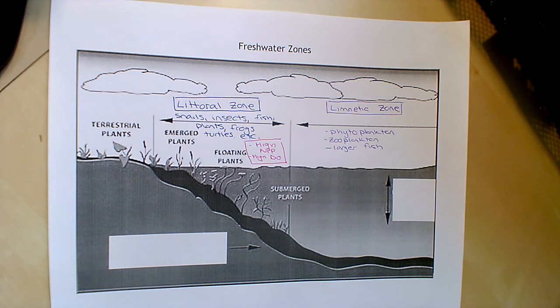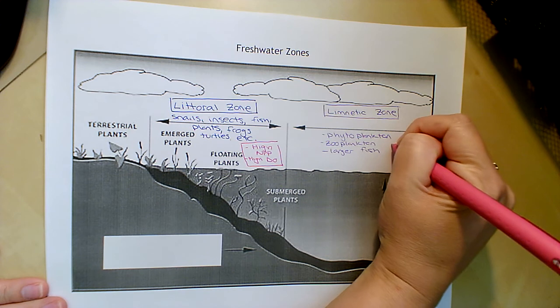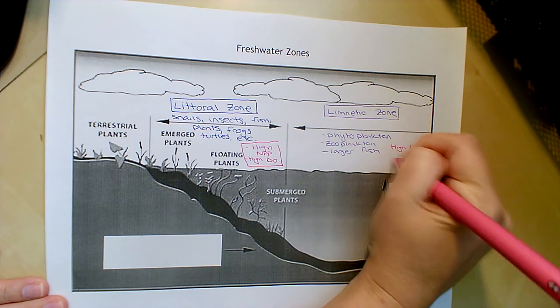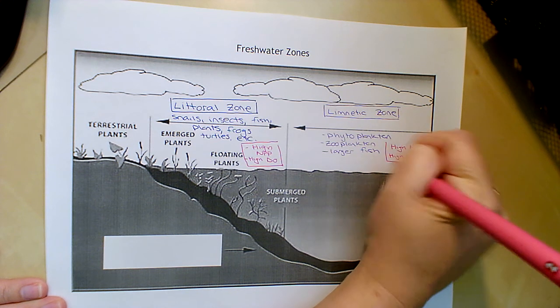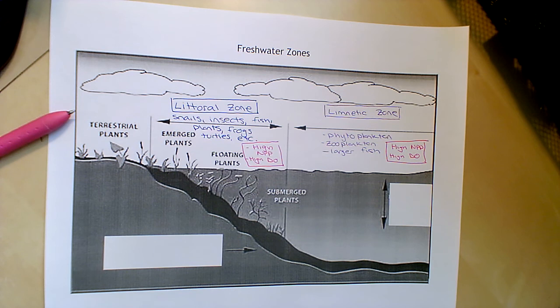So again, we still have that high NPP from our plankton. And again, high DO. For doing photosynthesis, we're putting a lot of oxygen into the water.